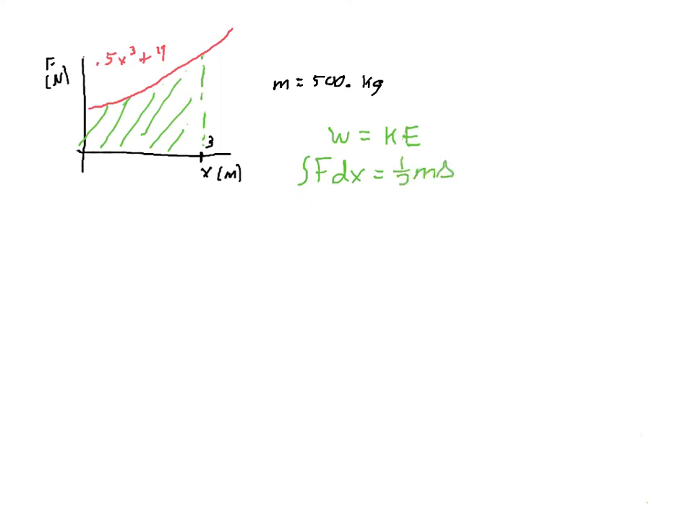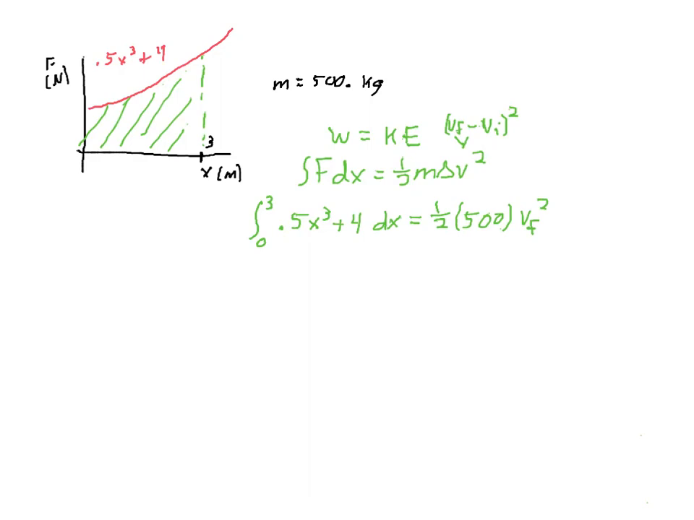And I should say change in velocity squared. I believe I dropped that off in the last problem, which is a big no-no, because it ends up assuming that the initial velocity was 0, which might not be the case. That change in velocity is actually final minus initial.